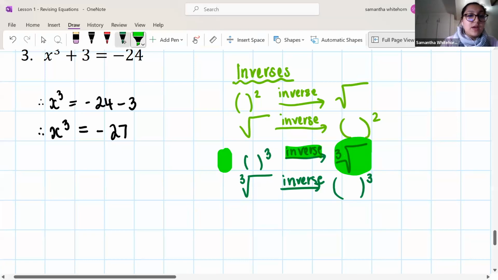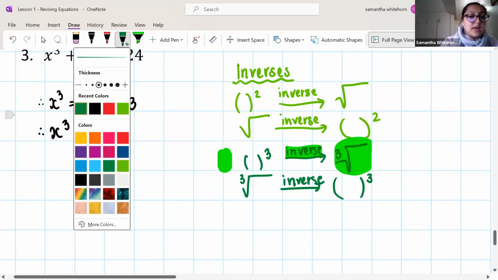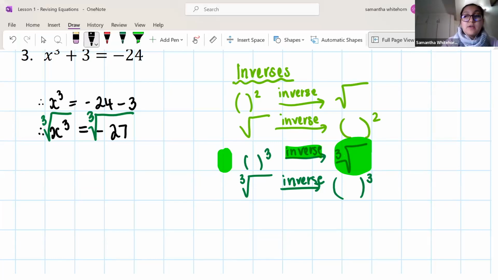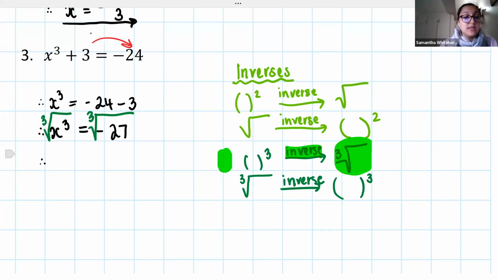So I want to get rid of that cubed. That therefore means that I need to cube root the x cubed. Now again, if I do something on one side or to one term, I need to do it to the other term. So I need to cube root the negative 27 as well. And guys, you have a calculator for this, use it. Or if you really practice your cubes and your squares, you know what the answer is.